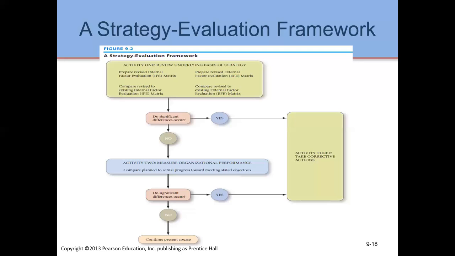Now, supposedly, there is no significant difference. Our internal strengths, weaknesses, external opportunities, and threats are mostly kept constant. Then we move to the second activity, which is to measure organizational performance. In that measurement, we need to compare planned to actual progress towards meeting stated objectives. If there is no significant difference, we continue the present course. And if there is a significant difference, we move to taking corrective action. So that's how, year in, year out, we evaluate the strategic frames and find out where the gaps are occurring and how we can overcome those deficiencies.